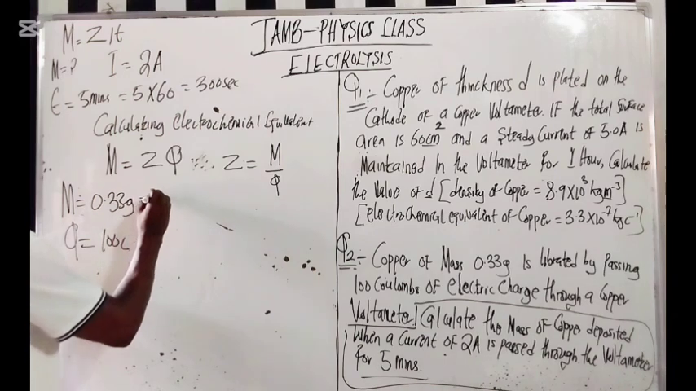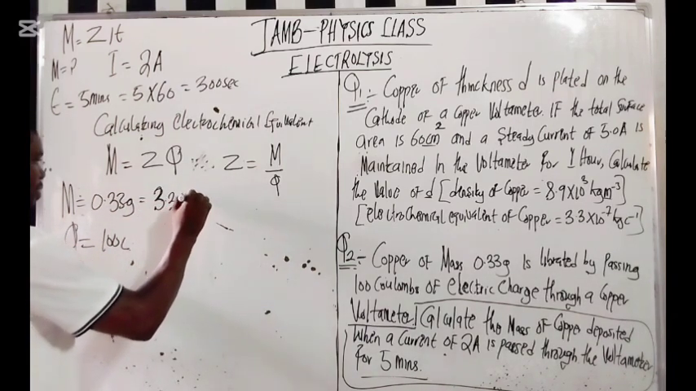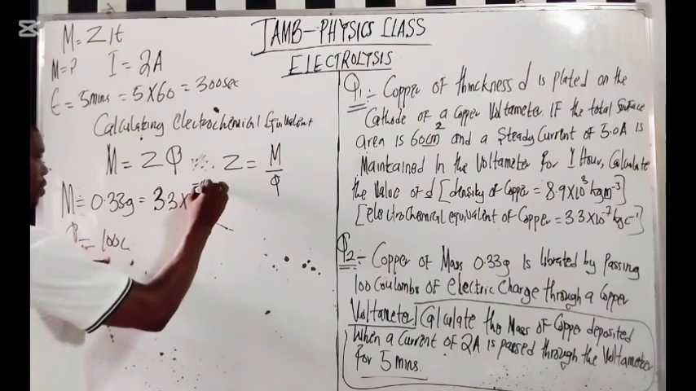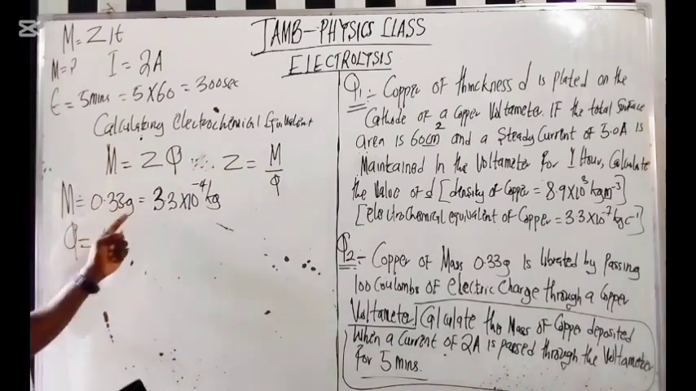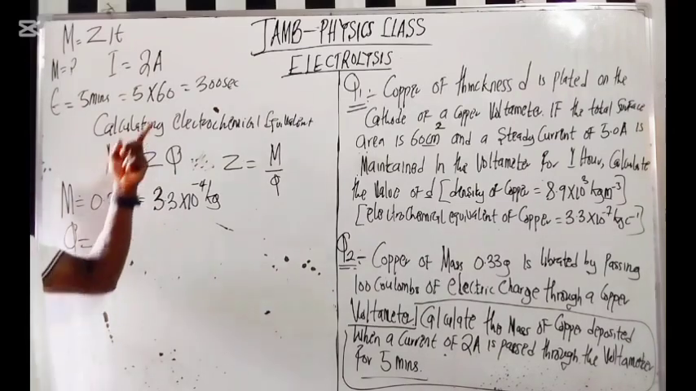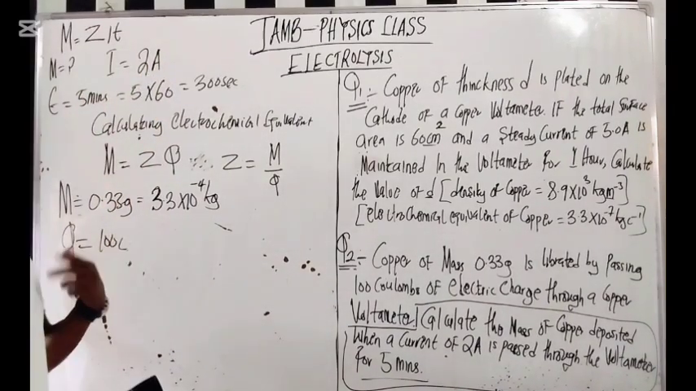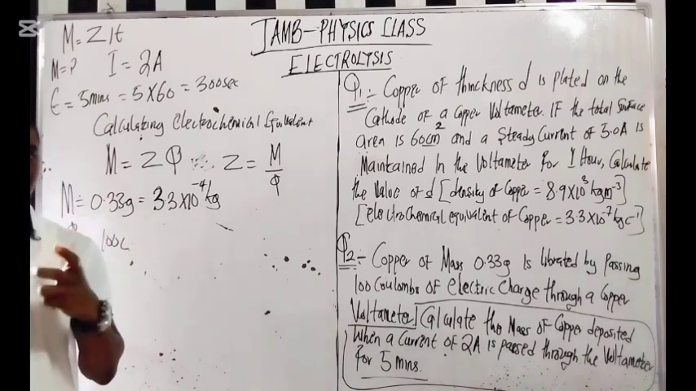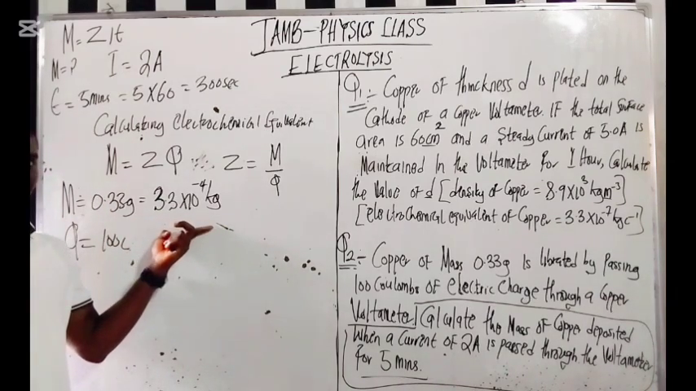Here we have 3.3 exponential minus 4 kg. Hope you understand. So if you want to leave it in gram, that's my final mass here in gram, right? But normally the unit of mass in physics is kilogram. So let us convert to kilogram here. Do you understand?